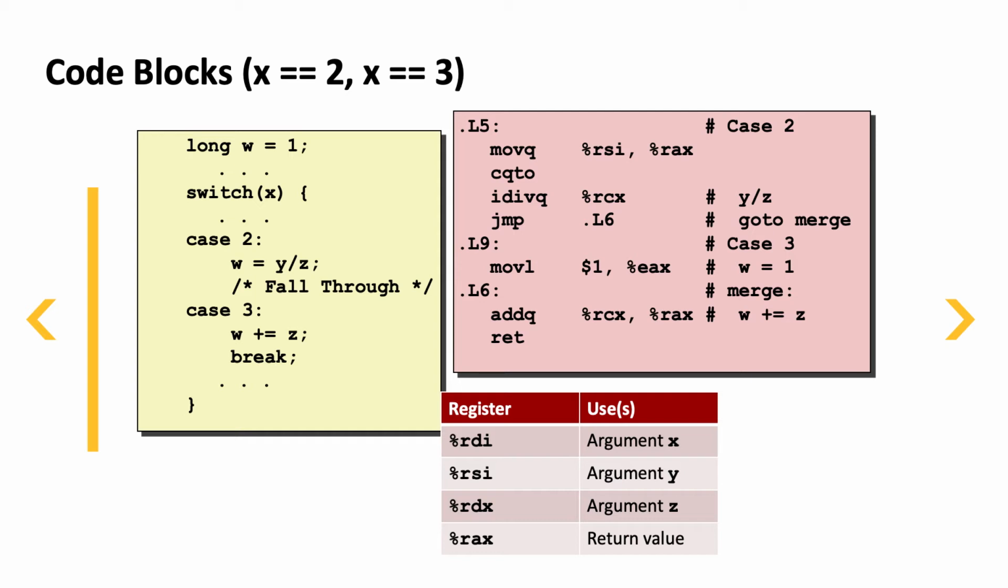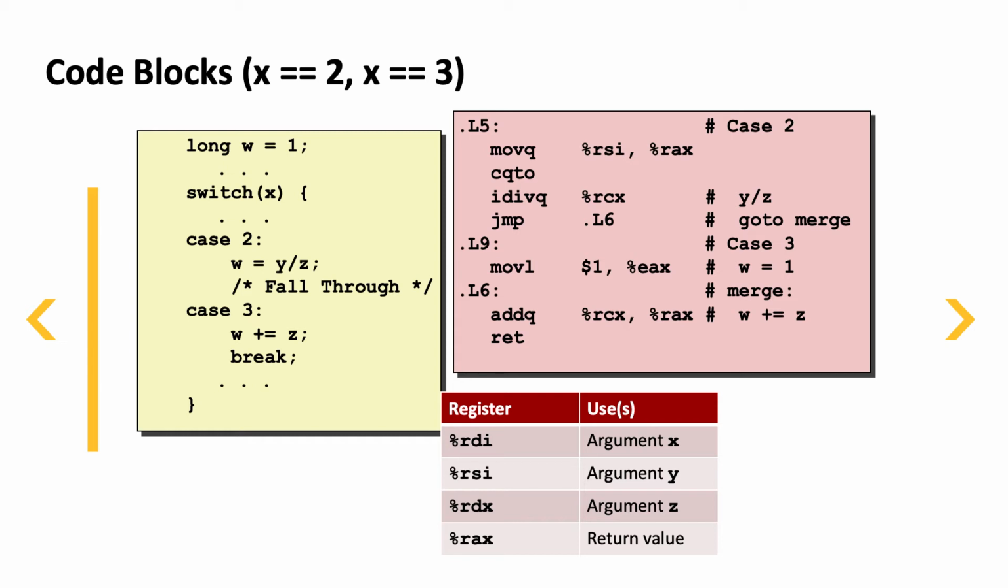CQTO. What's that? Well, idiv, which is our next thing, where we actually do the division, y divided by z, actually does a 128-bit divided by 64-bit division. The way it does that is it sign extends RAX to RDX. So our dividend is going to be RDX and RAX put together into one big 128-bit thing. So CQTO just sign extends RAX into RDX.